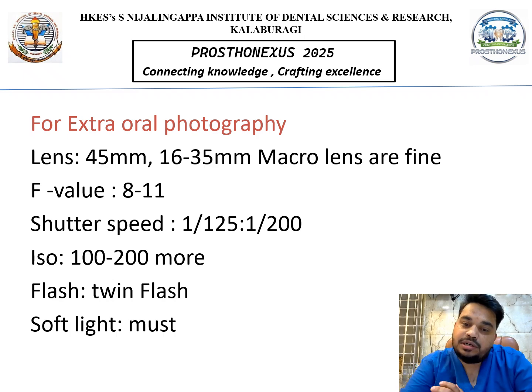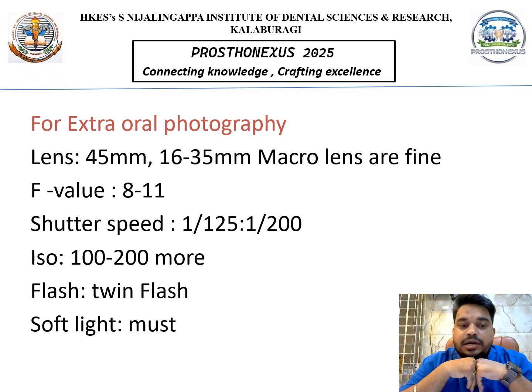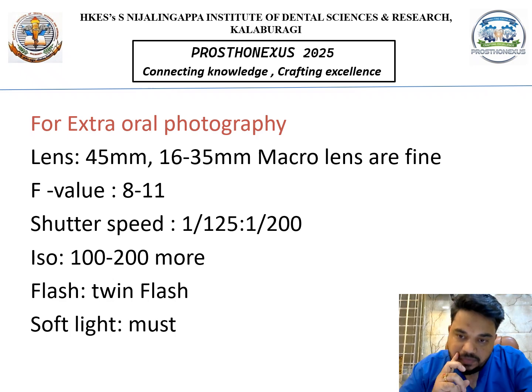Then the shutter speed again is the same, 125 to 200, and ISO 100 to 200. You can keep more ISO depending upon your light setup. And for extraoral photography, I would recommend a twin flash rather than a ring flash. A twin flash has two flashes, which gives a better light, and soft light is a must for extraoral photography.